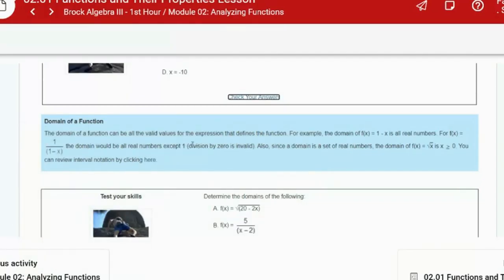So it will be all real numbers except 1. Division by 0 is not a valid number. So the domain is the set of all real numbers except for what's not allowed.